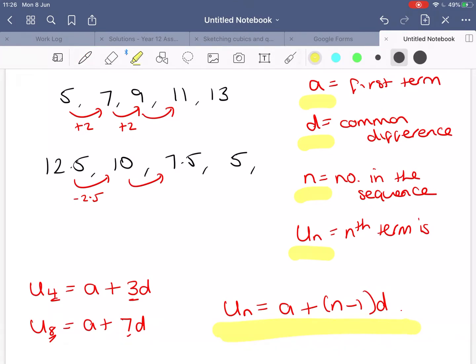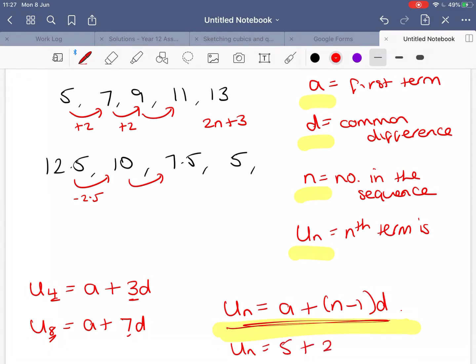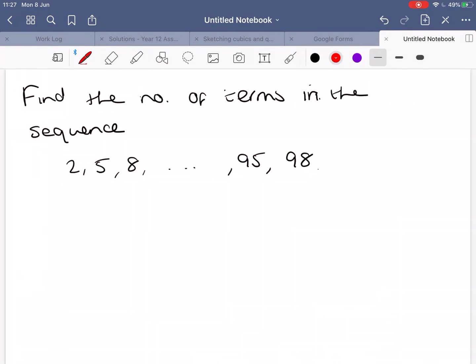And we use this a lot more than actually working out that the nth term for this first sequence would be 2n plus 3. So we would say our nth term for that first sequence would be 5 plus 2 brackets n minus 1. Just put the d in front rather than after. Okay? Right, but we need to take this on a little bit.